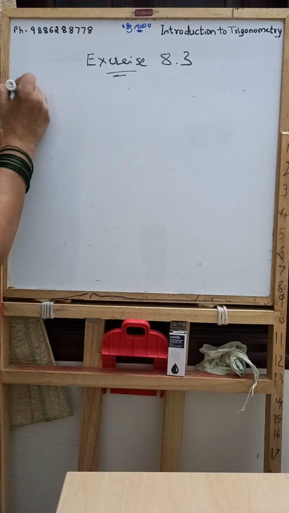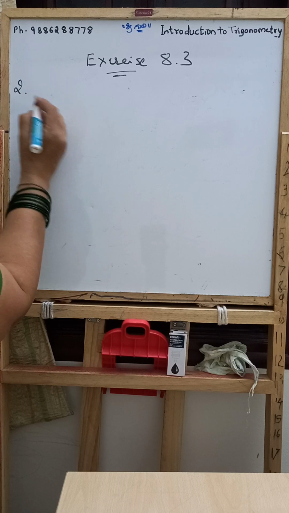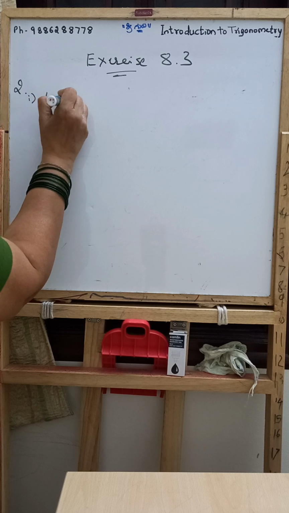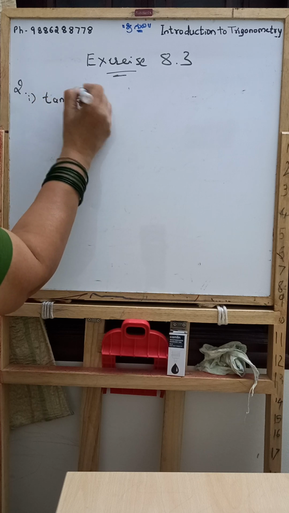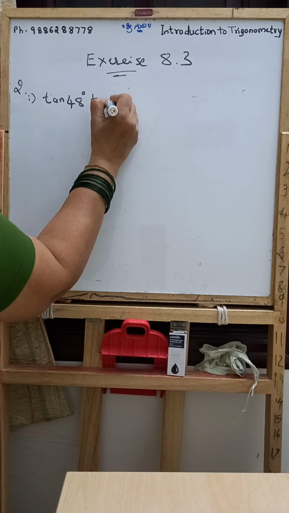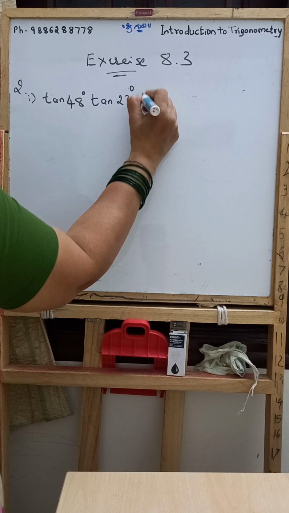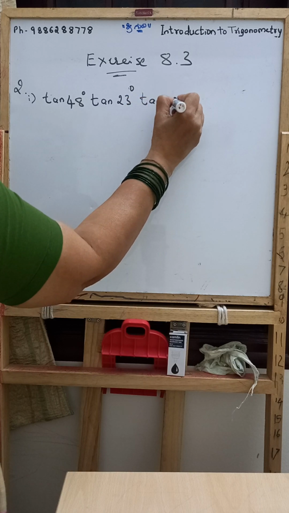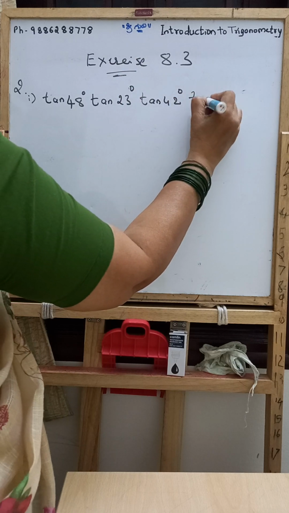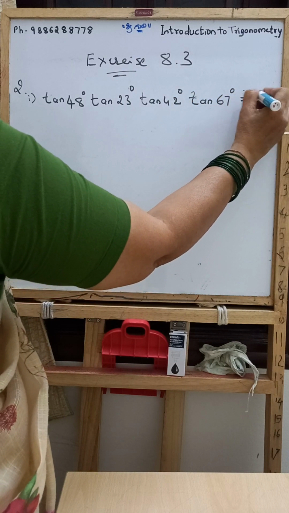Now the second method. Show that tan 48 tan 23 tan 42 degrees and tan 67 degrees is equal to 1.